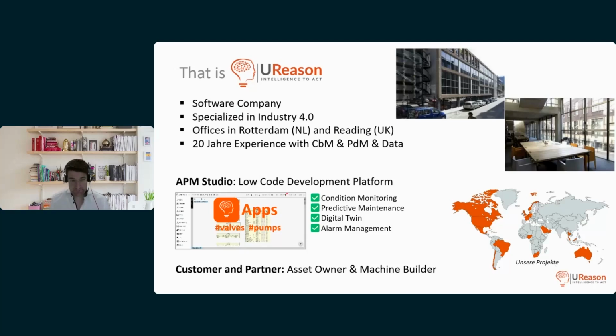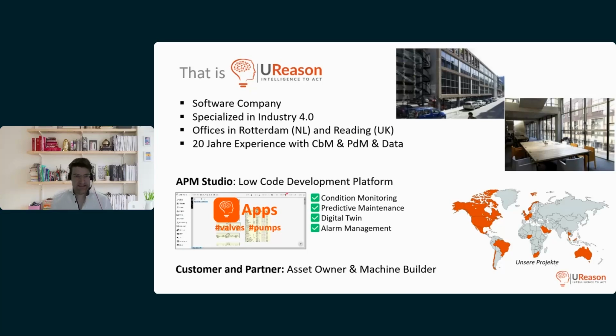We are a software company. We have one piece of software. We have a software platform, a low-code software platform we call APM Studio. This platform is used by us and our customers to develop apps for condition monitoring, predictive maintenance, digital twin, and alarm management. Our customers and partners are machine builders and now also asset owners. And we do projects all over the world, but we are a smaller company, so most of our projects are in Western and Northern Europe. But you can see on the map on the right bottom, our projects really can be in different areas of the world as well.